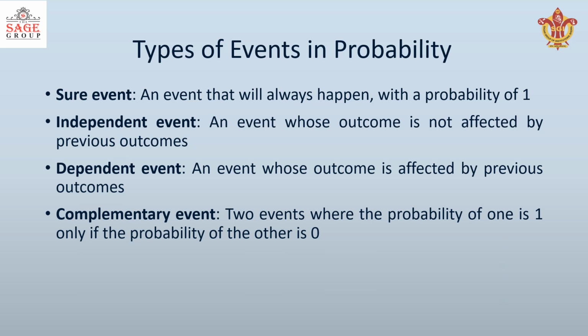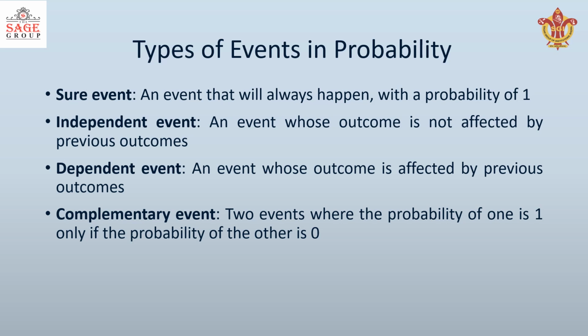Let us now understand the different types of events that are used in the study of probability. The first is a sure event. An event that will always happen is known as a sure event. Such an event has a probability of 1. We can say that the rising of the sun has a probability of 1. We know that the sun will rise each day from the east, right? So the sun rising from the east has a probability of 1.